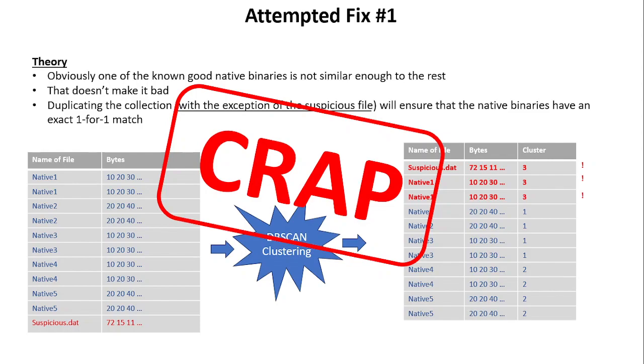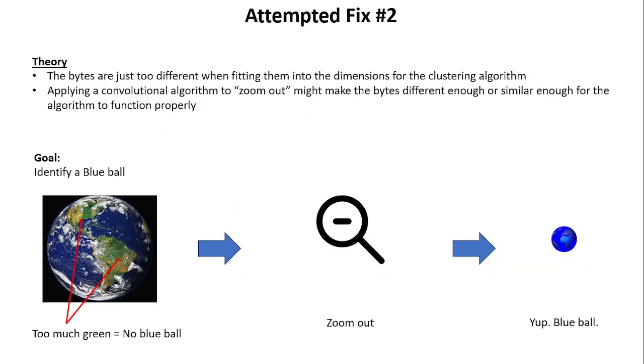So that was debunked as crap, and it did not fix the problem. Attempted fix number 2. My thought process was that maybe the bytes are just too different, too random. I'm not really sure what the issue is at this point, but potentially applying a convolutional algorithm can mitigate this problem.